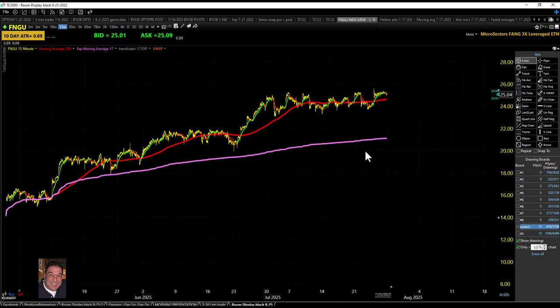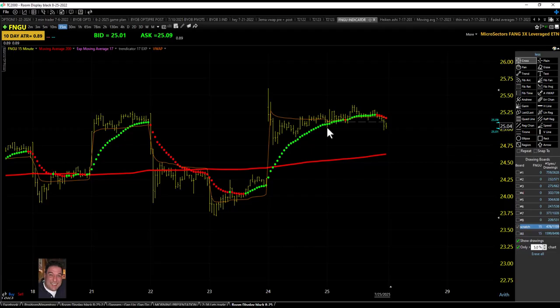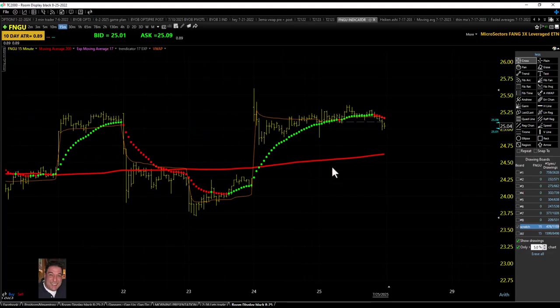Let's take a look at FNGU, and FNGU, today's the 25th, okay? So buying, all right, from the beginning of the day, okay, all the way up until the last hour, and then they went home, all right? And you can see the sellers took over after that.